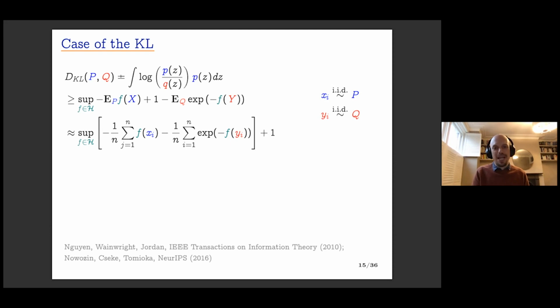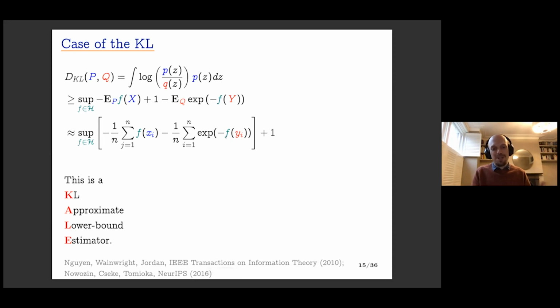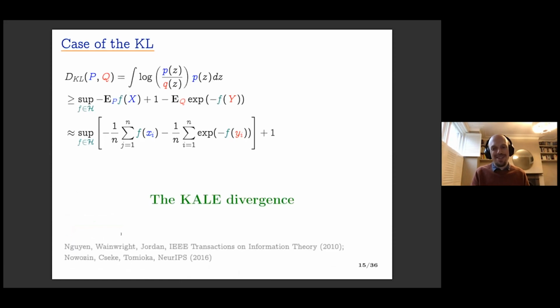And this is what I compute in practice. If I'm training a GAN, I've got my real samples, I've got my fake samples, this is what my critic would return. We call this the KALE because it's an approximation, a lower bound estimator of the KL divergence. KALE sounds like the KL divergence, but it's actually something quite different. And this is what people actually use in GANs.